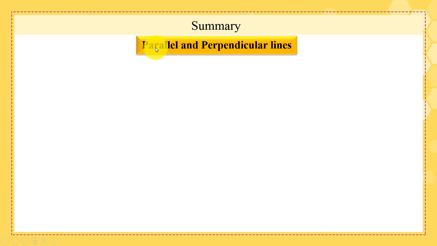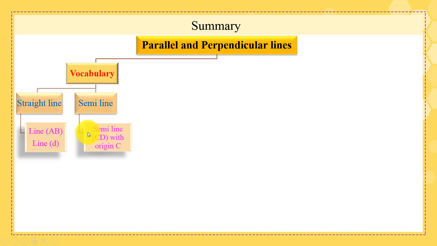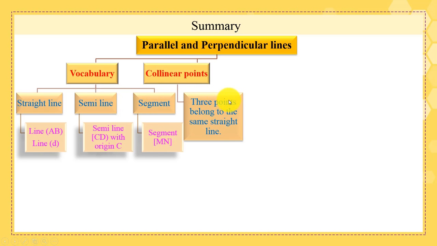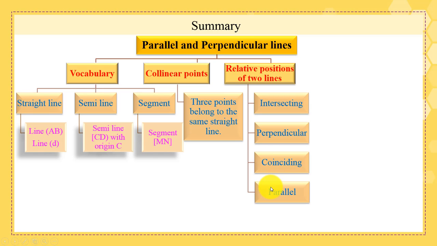Summary. Parallel and perpendicular lines. Vocabulary. Straight line: line AB, line D. Semiline: semiline CD with origin C. Segment: segment MN. Collinear points: 3 points belong to the same straight line. Relative position of two lines: first intersecting, second perpendicular, third coinciding, fourth parallel.